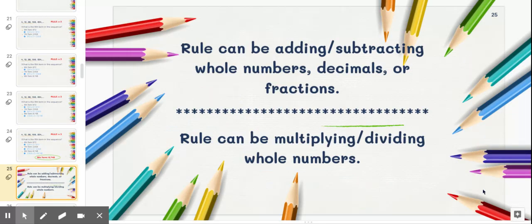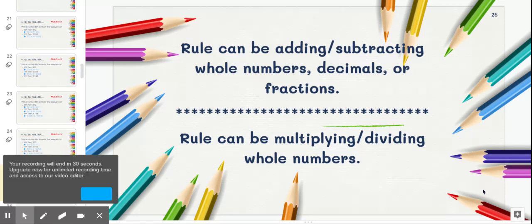When you're working with patterns this year, you'll be looking at rules that can include adding and subtracting whole numbers, decimals, or fractions. So the example we just did was just whole numbers and just adding or subtracting or multiplying and dividing whole numbers. But just so you know, you could also need to add or subtract decimals or fractions to figure out the terms or the next term in the sequence.